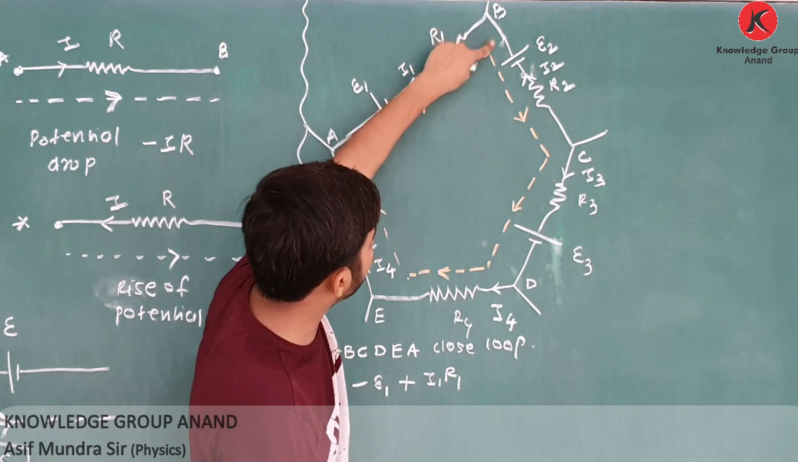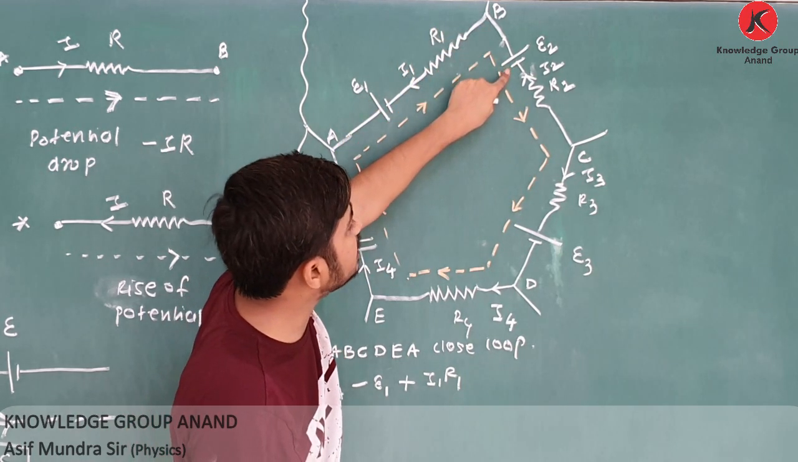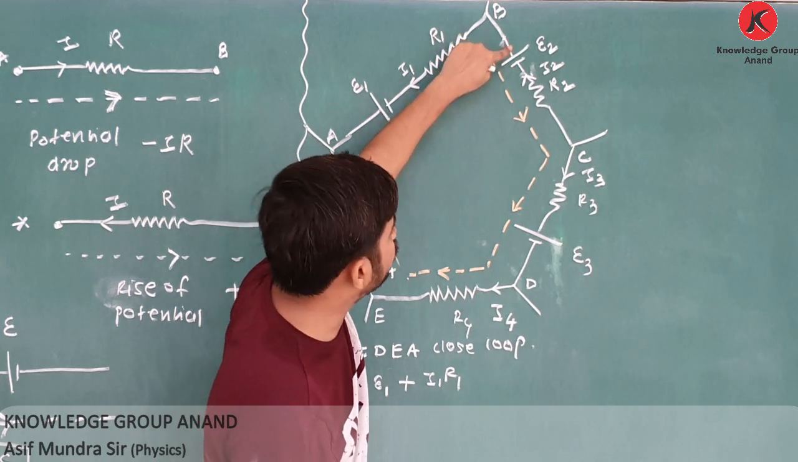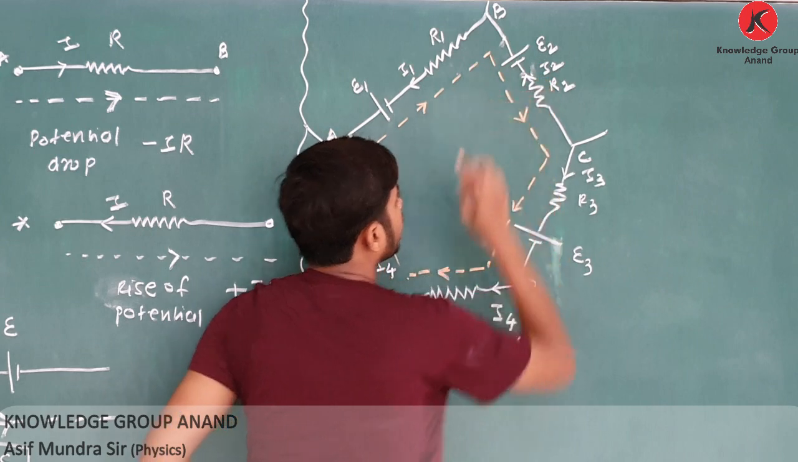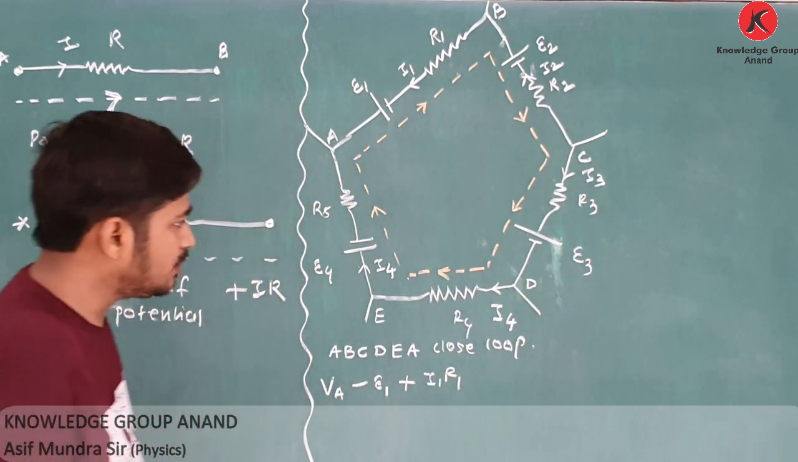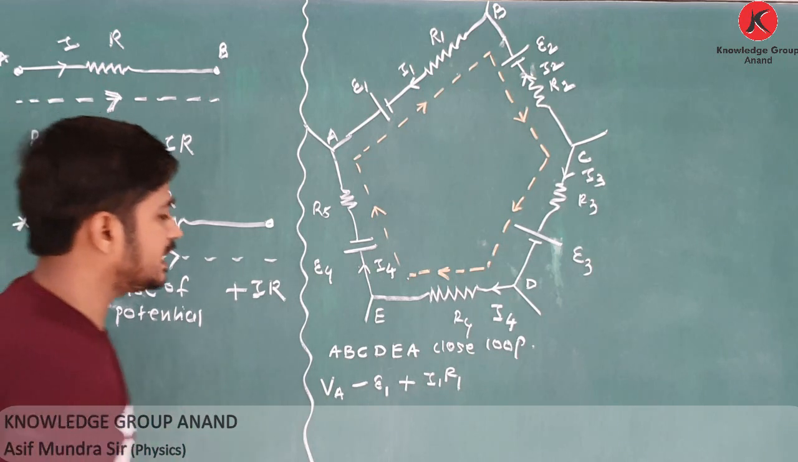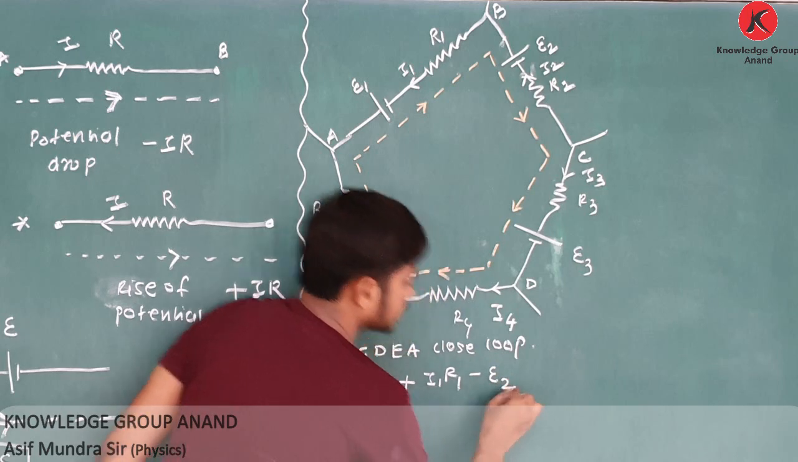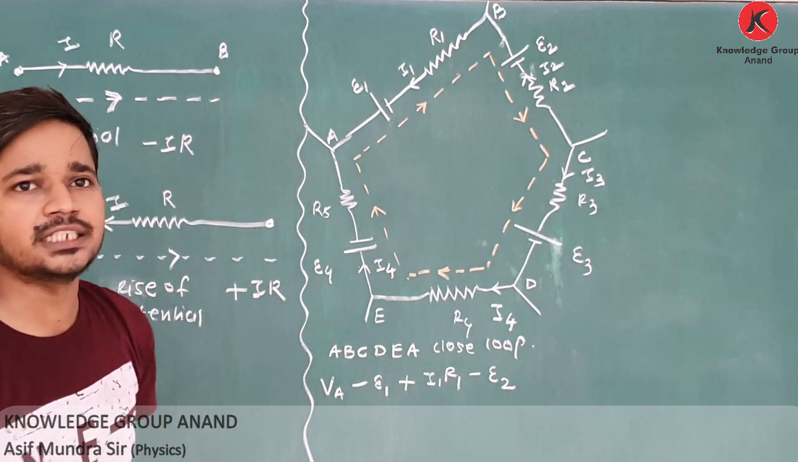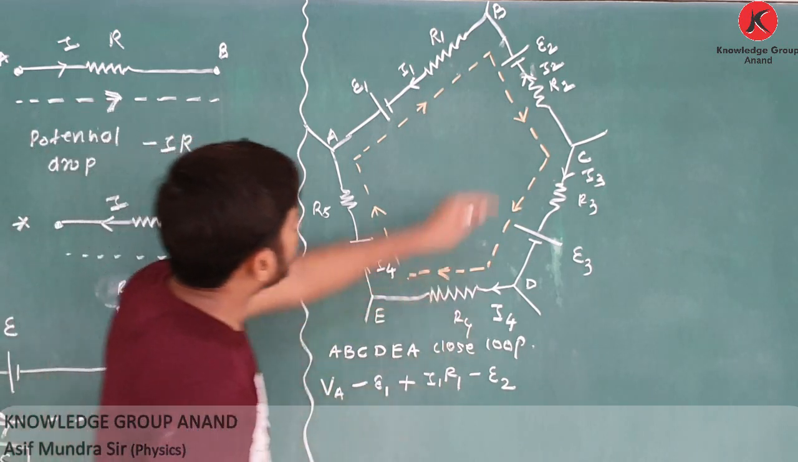Okay, so first of all this cell of EMF E1, then the resistor, and now we are at point B. Then we have to move on this path from B to C, where again there is a cell E2, from positive terminal to negative terminal. When we move from positive terminal to negative terminal, we have to consider its EMF negative, which means it is minus E2.